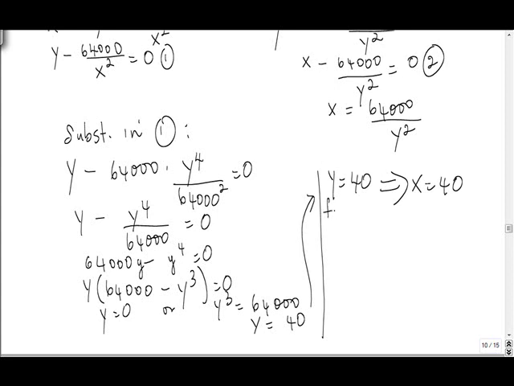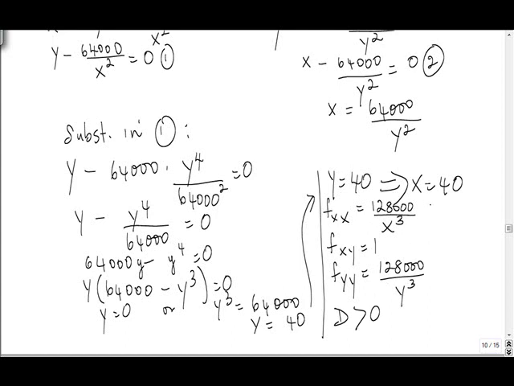Now let's find fxx, which is 128,000 over x cubed. fxy is 1, fyy is 128,000 over y cubed. I have no space to draw my little table, so I'll just tell you what D is. D is going to be positive. Fxx is going to be positive. So this means it is a min.